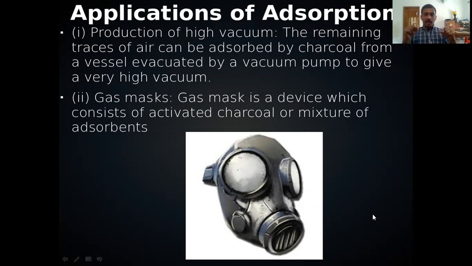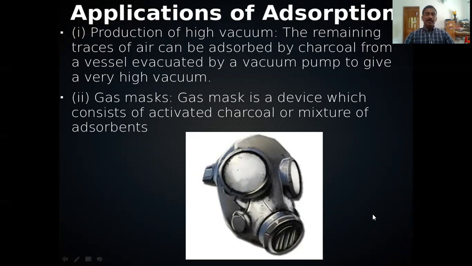How will you make a vacuum? By removing air from a particular area. When we use some methods to remove the air, there will be some traces of air remaining in it. To remove the remaining traces of air, we can use charcoal, which can adsorb the air from the container or that area. So production of high vacuum.